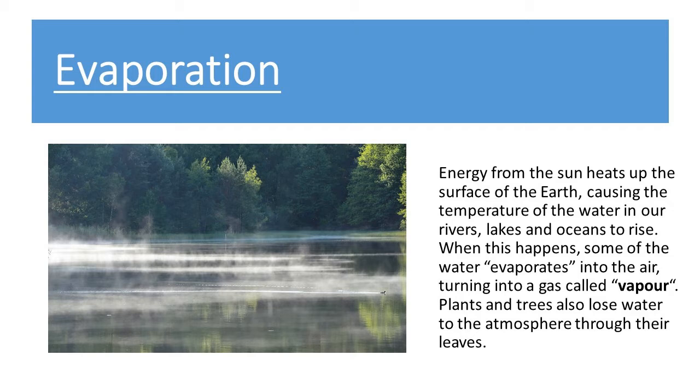The first stage of the water cycle is evaporation. Energy from the sun heats up the surface of the earth, causing the temperature of the water in our rivers, lakes and oceans to rise. When this happens, some of the water evaporates into the air, turning into a gas called vapour. Plants and trees also lose water to the atmosphere through their leaves.